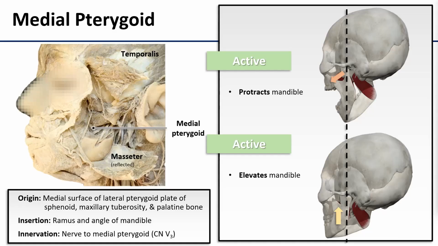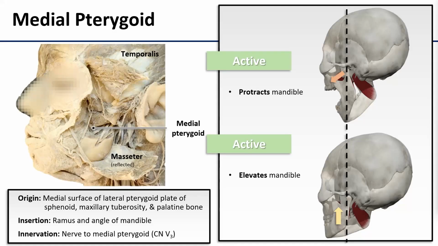The medial pterygoid muscle is sort of situated like an internal masseter, just on the other side of the mandibular ramus. It takes its origin from the medial surface of the lateral pterygoid plate. That's a mouthful to say, but it just refers to the inner surface of the lateral pterygoid plate. It also has a little bit of origin from the surrounding bones, the maxillary tuberosity and the palatine bone. It then travels posteriorly and inferiorly to attach to the internal surface of the mandibular ramus and again the angle of the mandible.